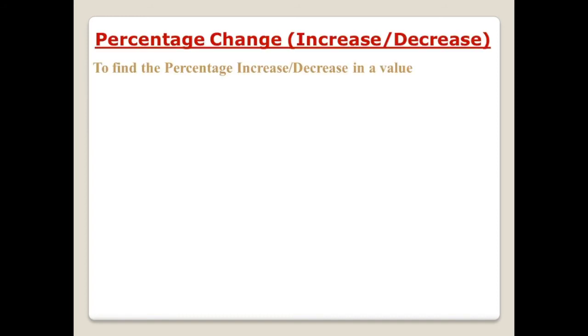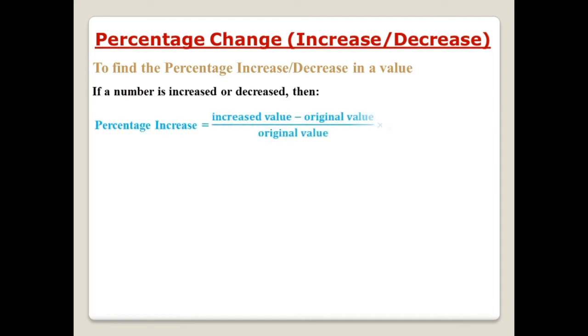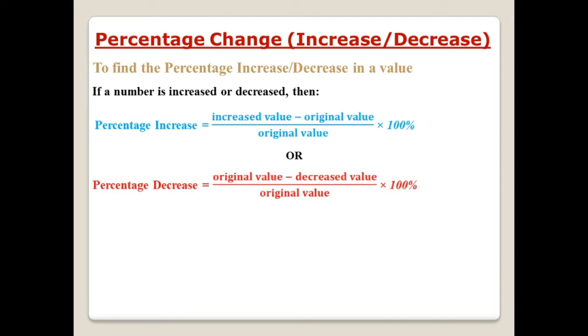Now we have to find the percentage increase or decrease in a value. It means how we calculate the percentage increase or decrease. The increase or decrease in percent is calculated from the formula given. Its percentage increase is increased value minus original value over original value multiplied by 100%. Or the decreased percentage is original value minus decreased value over original value multiplied by 100%.